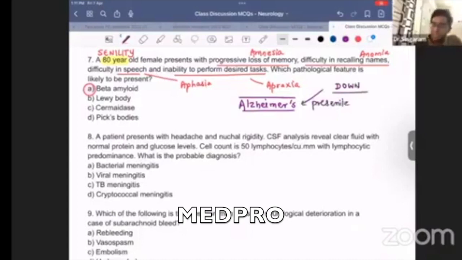Okay, it was something related to Down syndrome. Down syndrome is trisomy 21, where they have 3 copies of chromosome 21. In chromosome number 21, you have something called APP. What is that? Amyloid precursor protein.